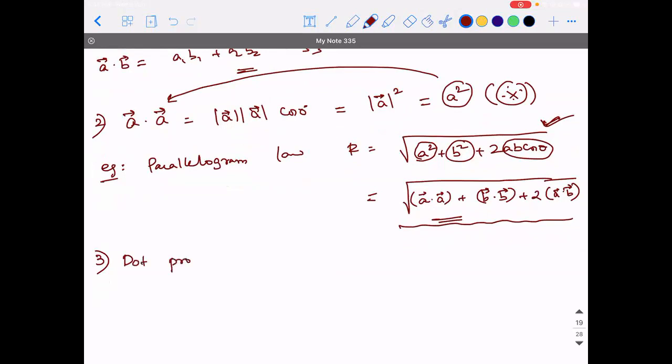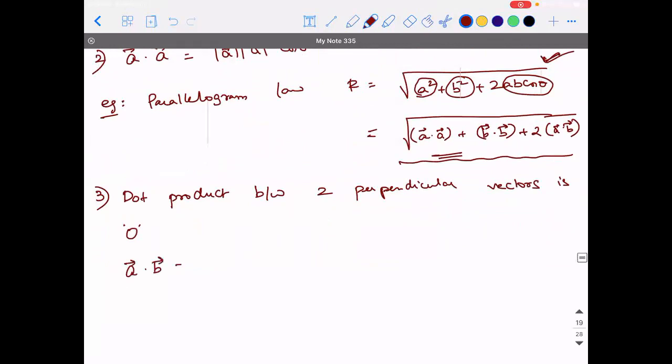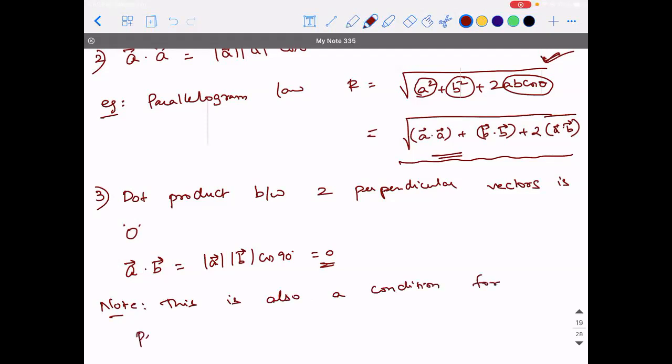Dot product between two perpendicular vectors is 0. So it is very simple. Why is it so? A vector dot B vector is equal to magnitude of A vector, magnitude of B vector into cos 90. Hence, it is going to be 0. And make a note here. This is also a condition for perpendicularity.